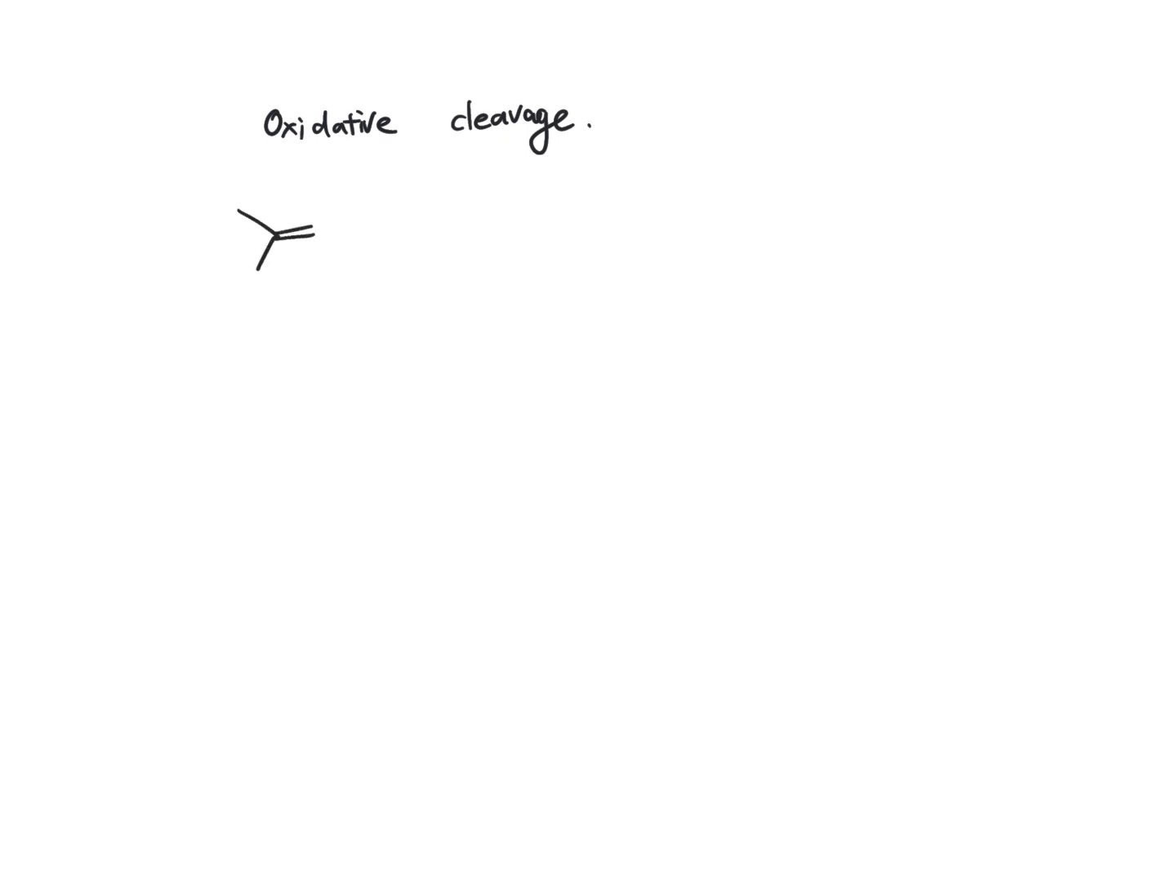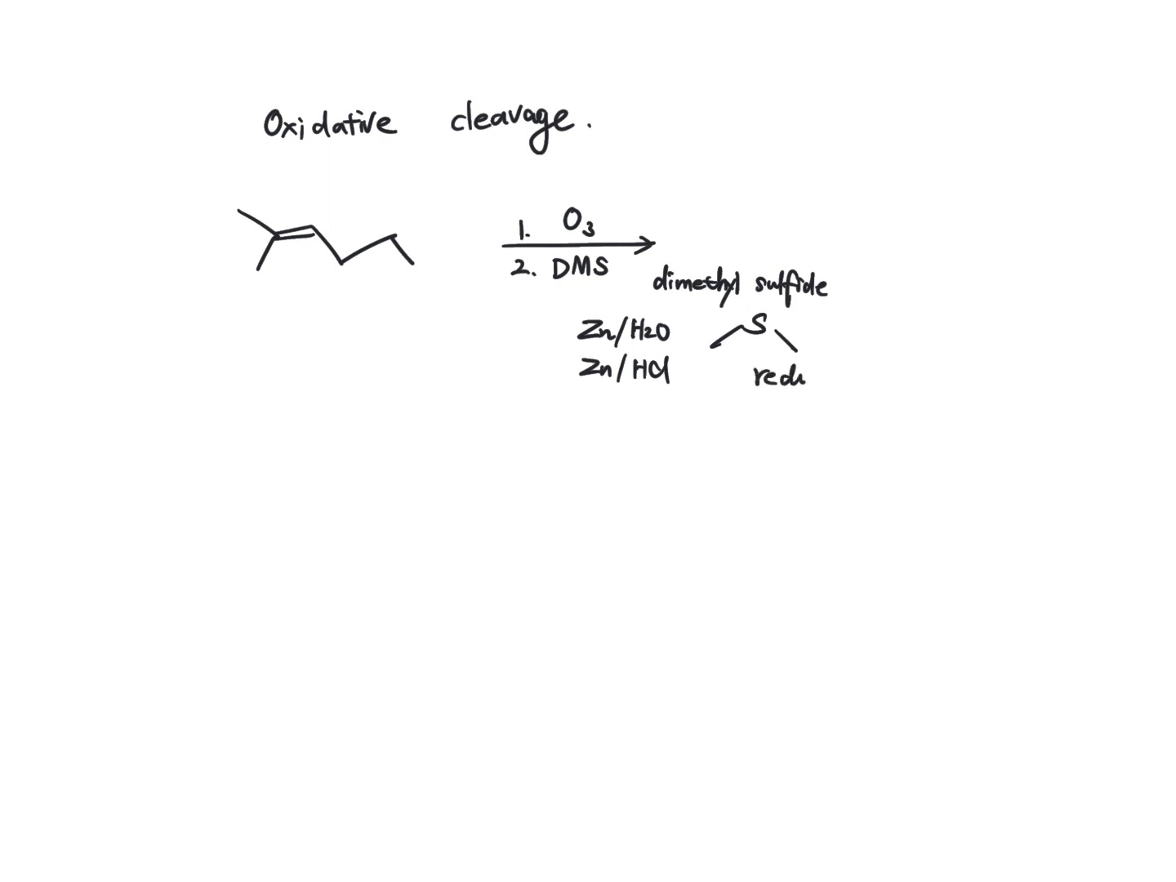So what happens here is if you have your alkene like this and introduce ozone, and in the second step use DMS. What is DMS? Dimethyl sulfide. Okay, sulfide is this. And sometimes you also see people using zinc with water or zinc with HCl. All of these act as reducing agents, but the first step needs to be ozone.